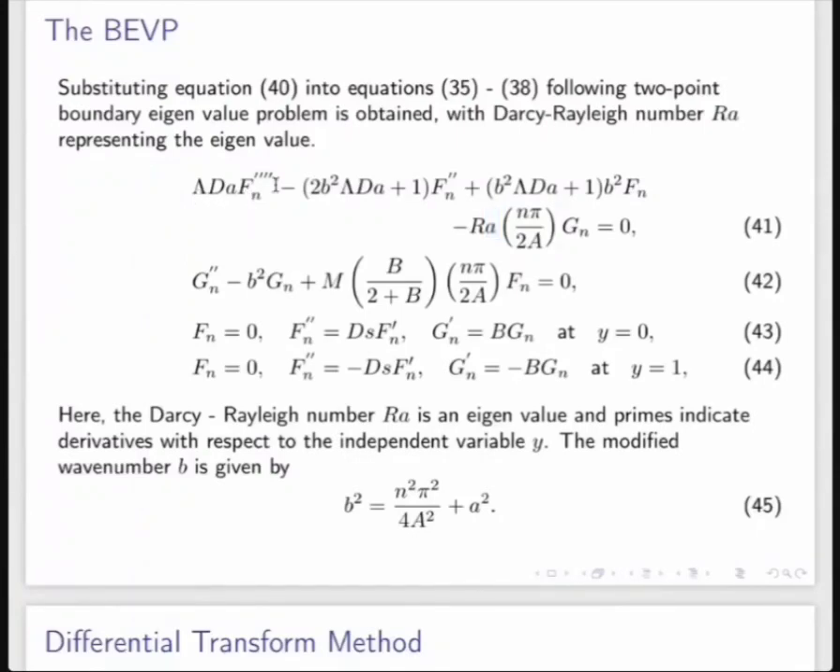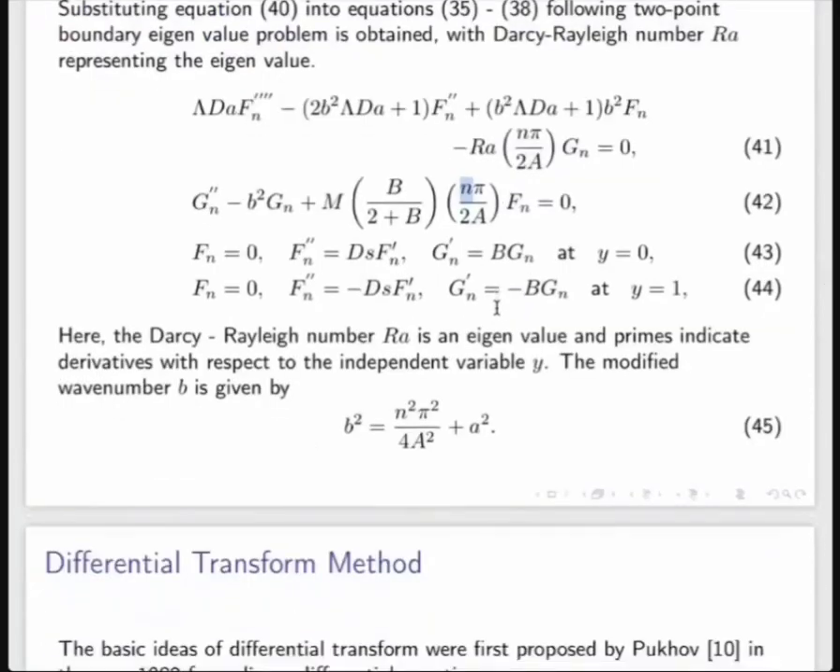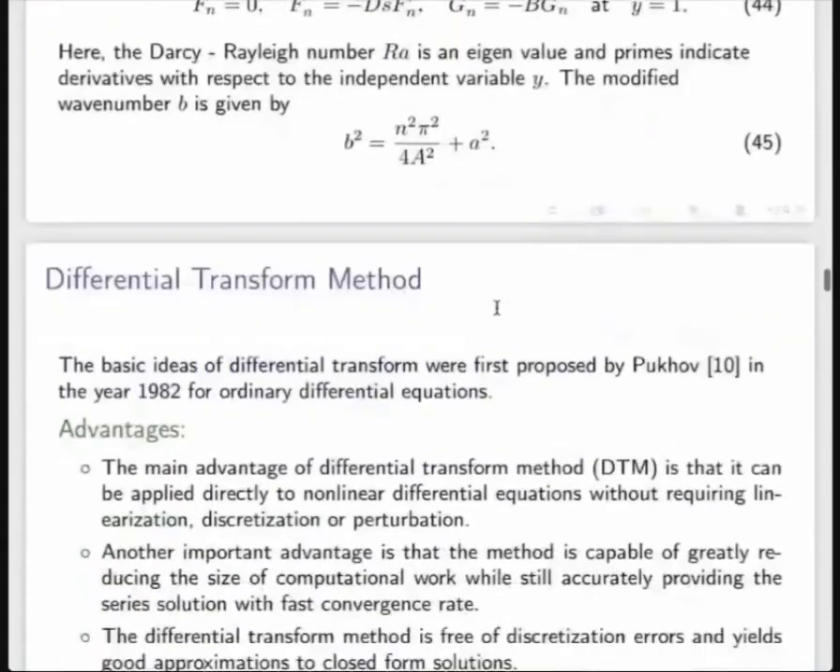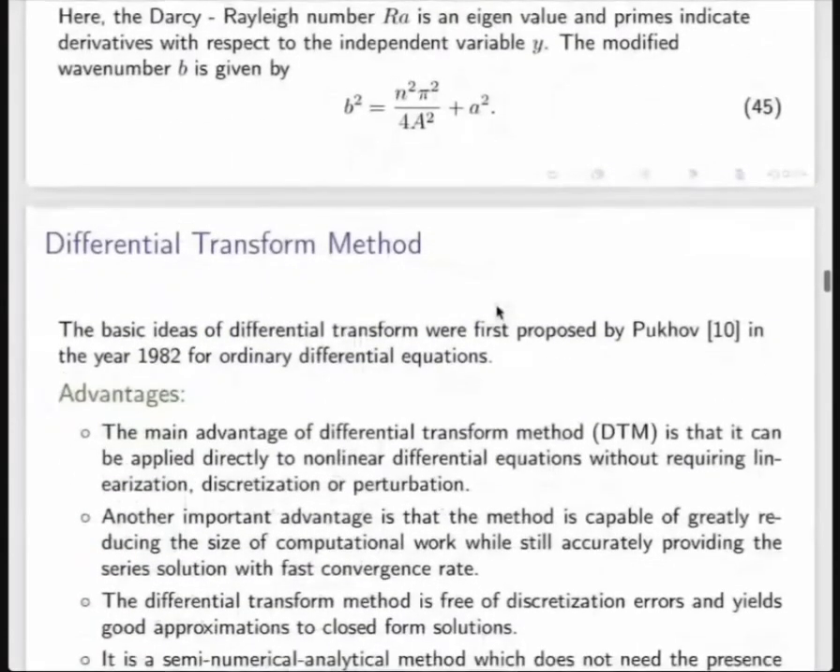Okay, so the fundamental mode n equal to 1, and we know that if the system is unstable to the fundamental mode, then it will be unstable to the rest of the modes. So we don't have to consider all the modes. So we'll set n equal to 1 further. Okay, and now comes the Taylor series method.